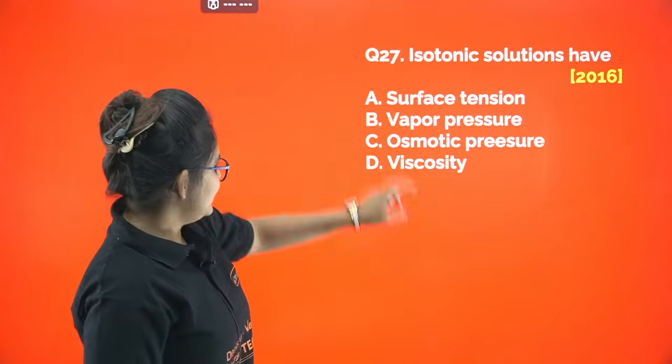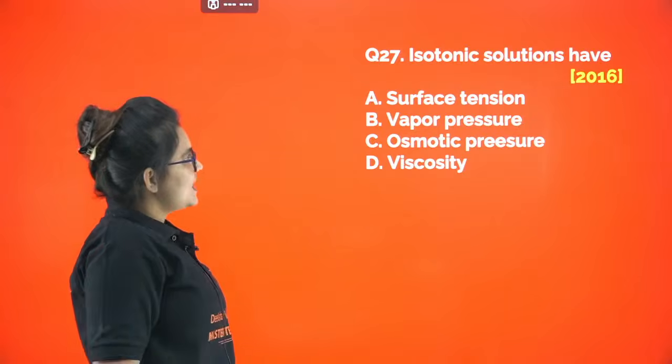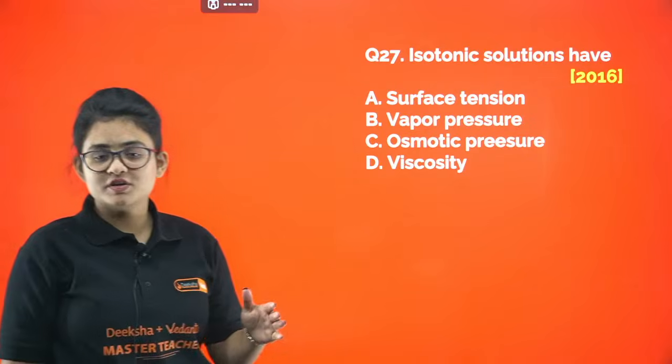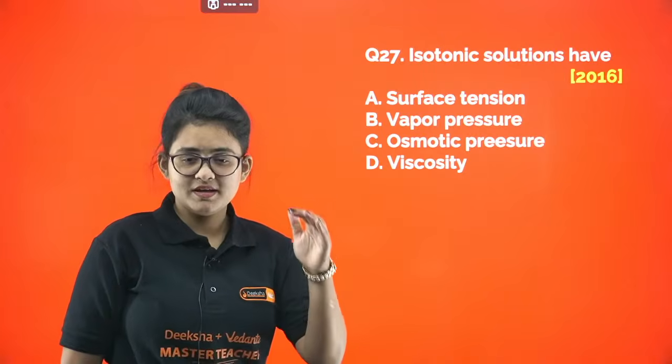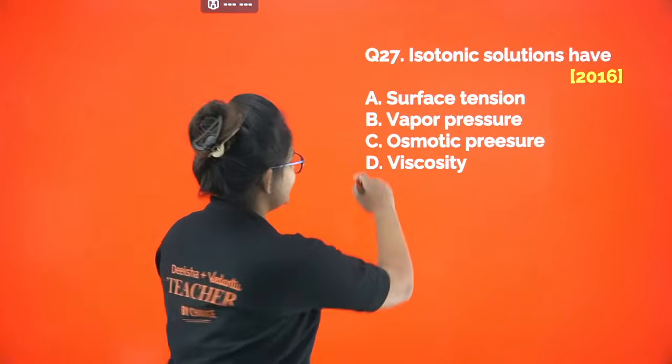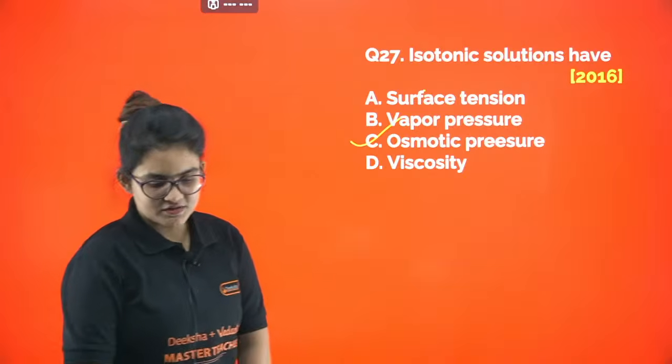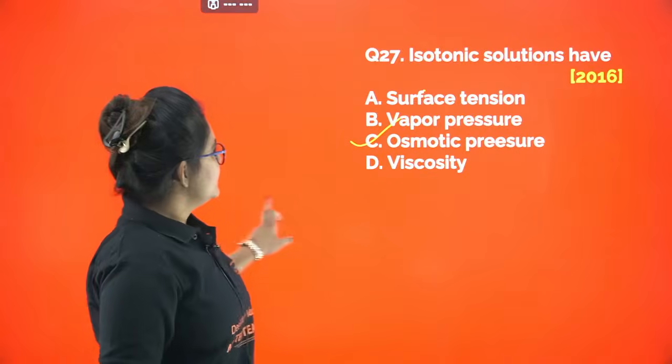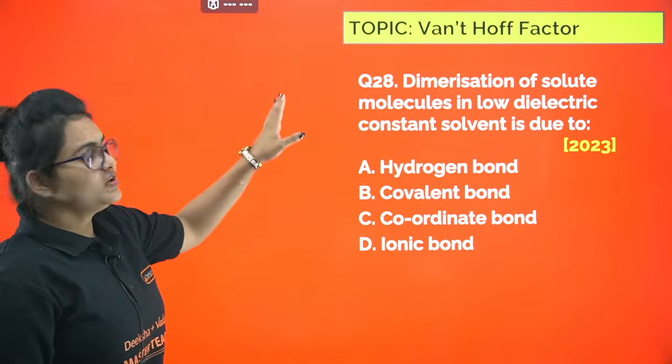Let's see the next one. Isotonic solution, again I am telling you, means the same osmotic pressure. So option C is going to be the correct one. I guess it's clear to you. Let's proceed. This is related to the Van 't Hoff factor.